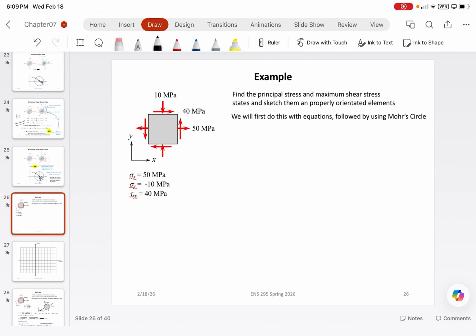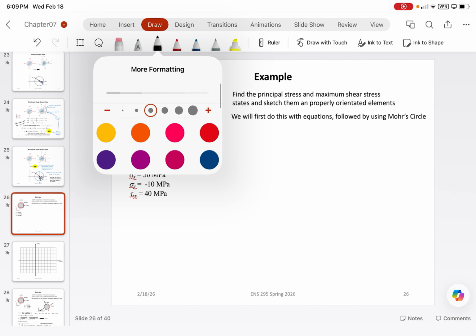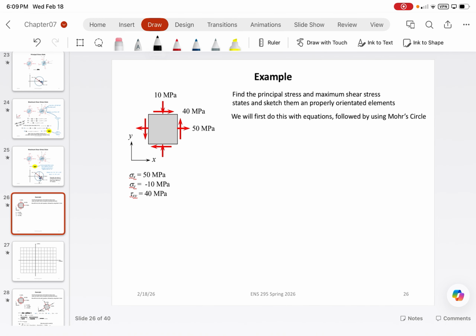So first is just to find the normal stresses. We've got sigma average, which is going to be 50 plus negative 10 divided by 2. So that's going to give us 20 megapascals. Next, we're going to have our C term, which is going to be 50 minus negative 10 divided by 2.